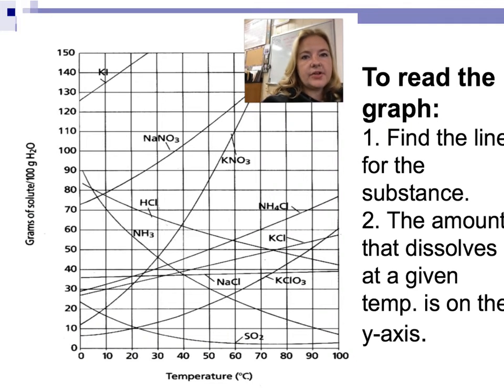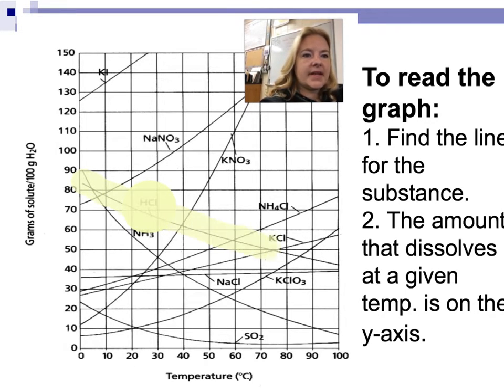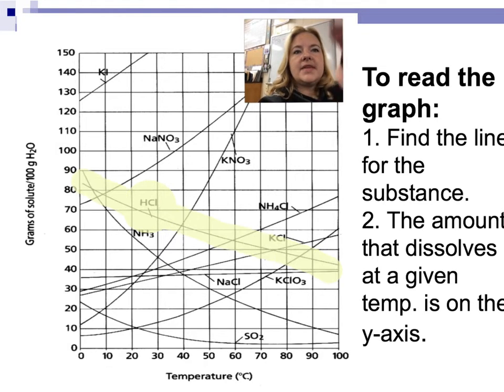The next thing we have to learn is how to read these solubility graphs. It's pretty simple. First, find the material that you want to know about its solubility. So let's say we're looking at hydrochloric acid. I would be looking at this line right here. What these lines tell us is at what temperature how much of the material will be able to dissolve.